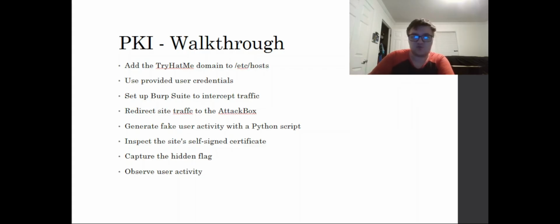All right. So for public key infrastructure, the room has six tasks, but only the last one actually contains the virtual machine and the task you have to do there. So the first thing you end up doing is you have to set up a custom domain in the etc hosts file so that you can pull up the TryHackMe domain. Once you do that, you are provided with user credentials which you use to log in, to show how easy it is to log into the website.